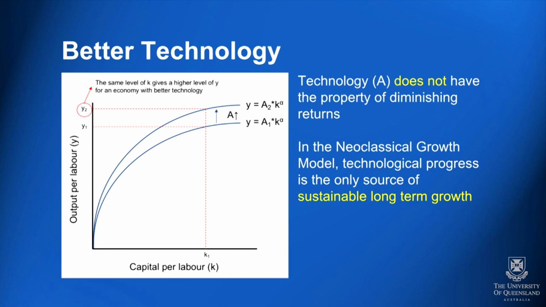Once we've developed a new technology, for example, a new search engine for the internet, it can be shared by 100 workers, 1 million workers, or more. Having more workers to use it does not make it less productive. Because technology does not have the diminishing returns property, it can be a source of sustainable long-term growth. In fact, in the neoclassical growth model, technological progress is the only source of sustainable long-term growth.